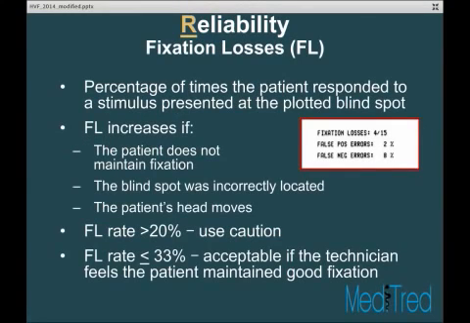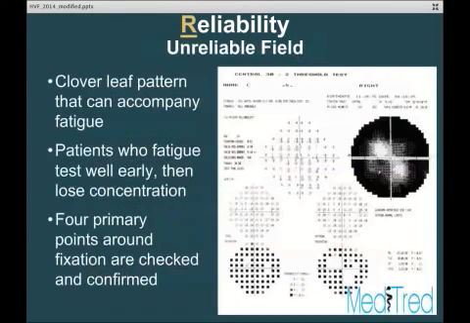Fixation losses increase if the patient does not maintain good fixation, or if the blind spot was incorrectly mapped at the beginning of the test. A high rate of fixation loss can make a test unreliable or difficult to interpret. Here we see a classic cloverleaf pattern with a high false negative rate, showing significant depressions in all four quadrants. This is often a sign that a patient has fatigued and is testing poorly or lost concentration.